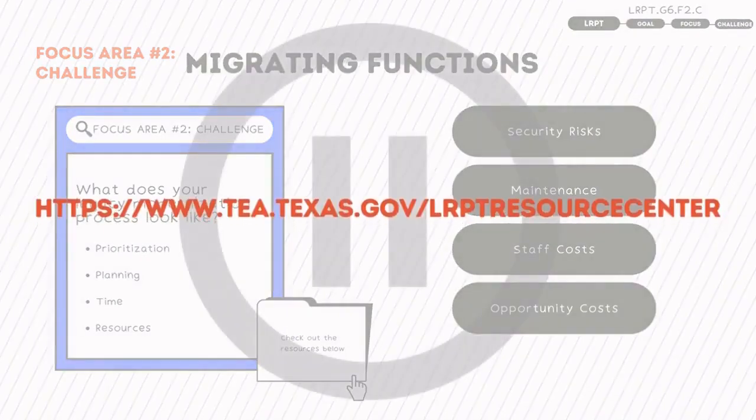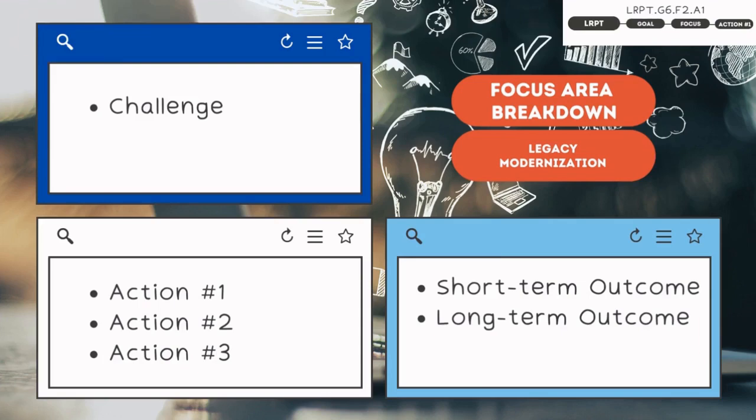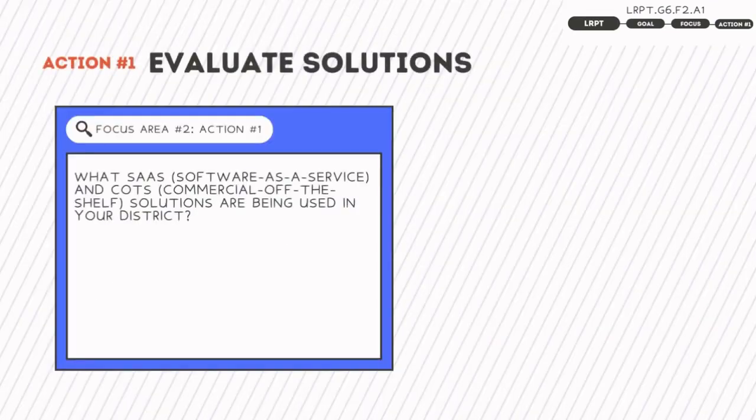Pause the video here and use your workbook to brainstorm how you are addressing these challenges and taking the necessary steps to migrate functions in your legacy modernization plan. We know the challenge. Now let's think about our first action. Action number 1 is to evaluate solutions for your district.